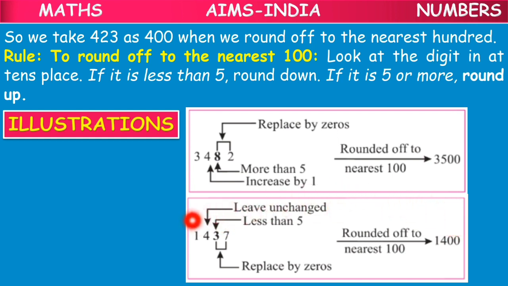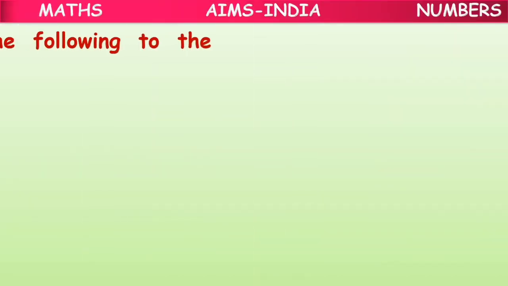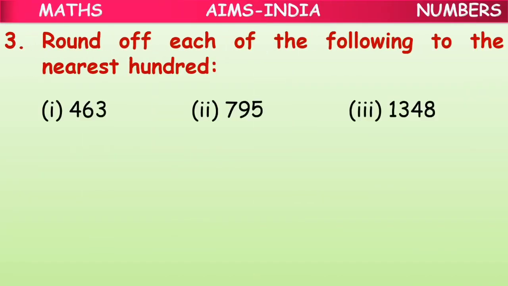So 1435 rounded off to the nearest 100 becomes 1400, which is a perfect multiple of 100. Understood, students? I hope you understood. What was that? Rounding off a number to the nearest 100.